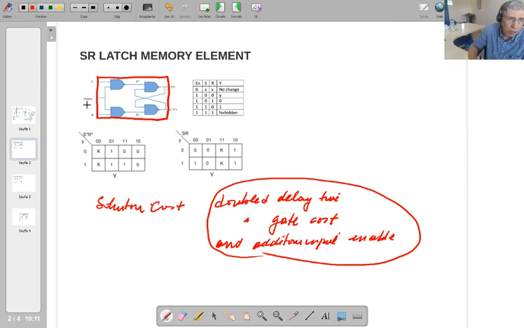So when enable is 0, let me examine this first. Enable is 0, that means this input is 0. Whatever the other input is, multiplication gives you 0. Prime of it, because of this NAND, is going to be 1. So in this case, it's going to be 1 as well. So when S star and R star values are 1, 1, which is this case, what I am going to observe at the output is 0, 1. That means no change. So for this input, no change. That means not working.